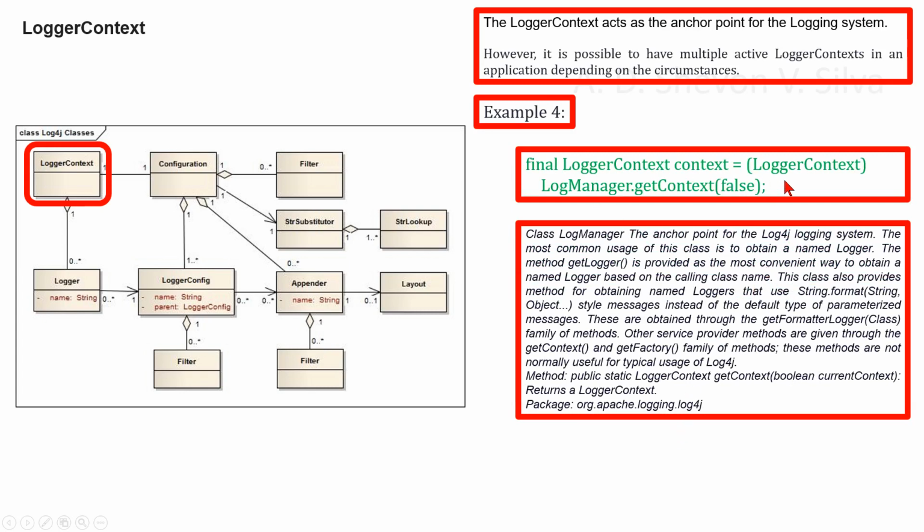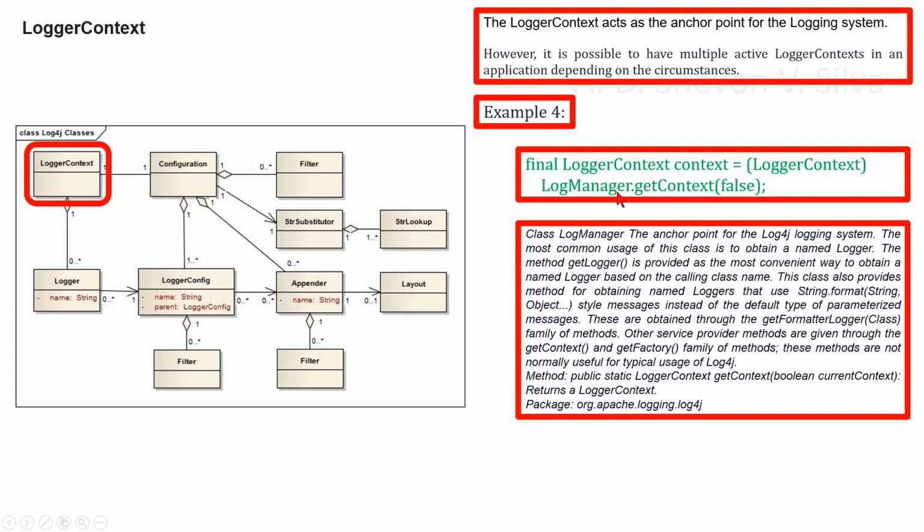Here you can see the class LogManager, the anchor point for the Log4j logging system. The most common usage of this class is to obtain a named Logger. The method getLogger is provided as the most convenient way to obtain a named Logger based on the calling class name. This class also provides methods for obtaining a named Logger that uses String.format style messages instead of the default type of parameterized messages. These are obtained through the getFormatterLogger family of methods.